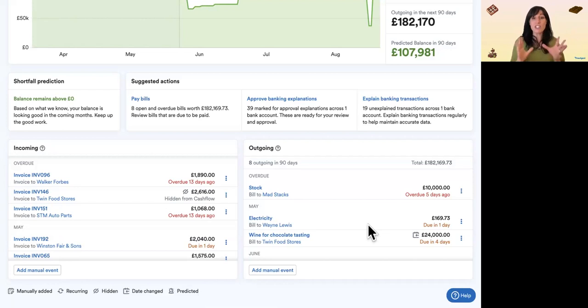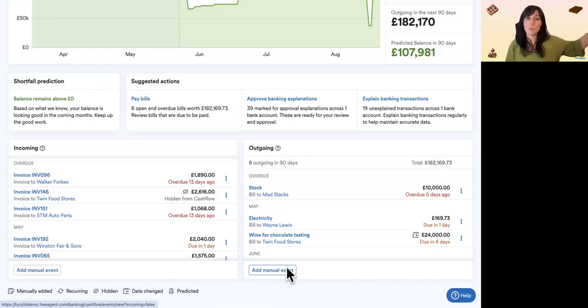Now, one of the really cool things here is that you can add manual events or manual transactions. And this is great because what it can do for you as a small business is say, right, if I spent this money today, will I still be able to have enough money in 2 months? Or if I had this amount of revenue coming in.